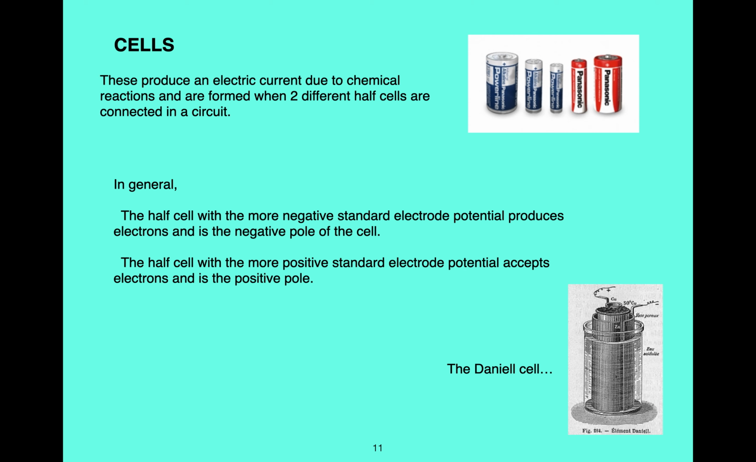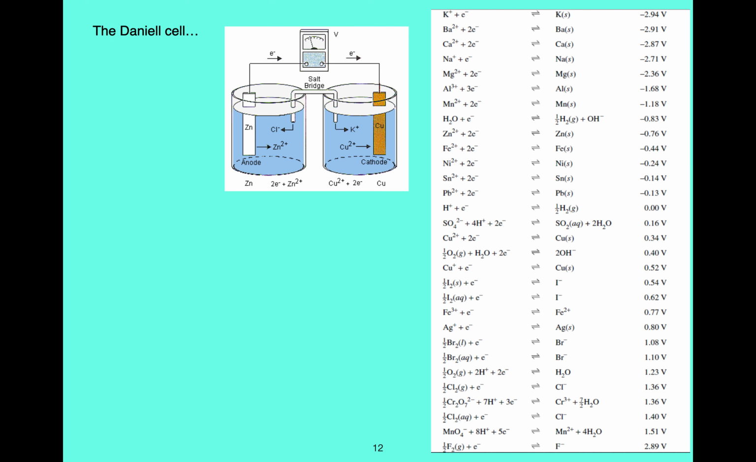The Daniell cell. This is one of the classic cells that was investigated initially when these processes were discovered. And the Daniell cell essentially is zinc in a solution of zinc ions, copper in a solution of copper ions, and then we have a salt bridge, which in this case is potassium chloride, which just helps the electricity to flow. So electrons are produced at the zinc and they flow around the circuit to the copper.